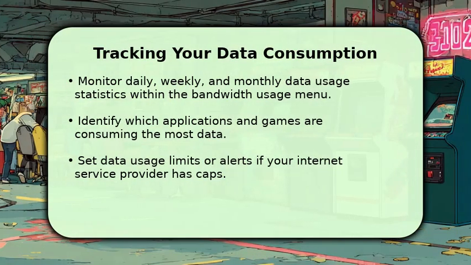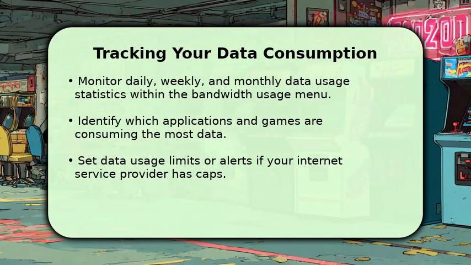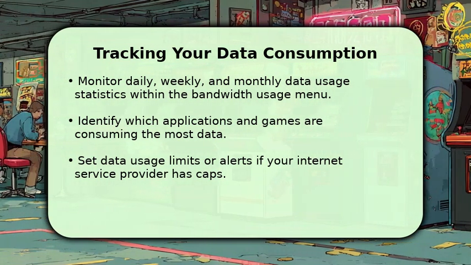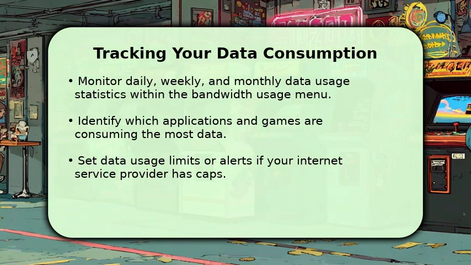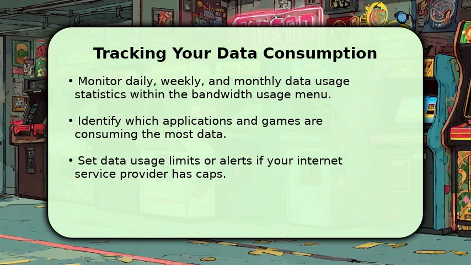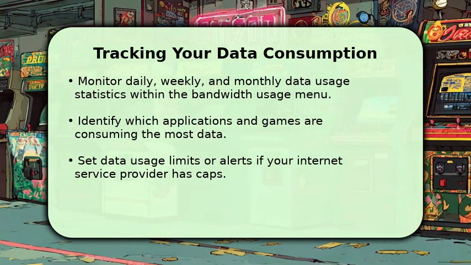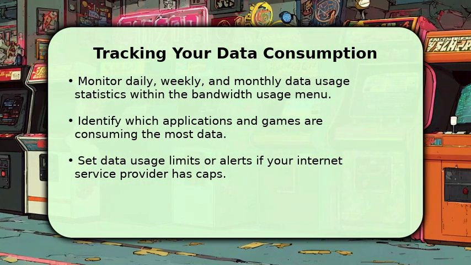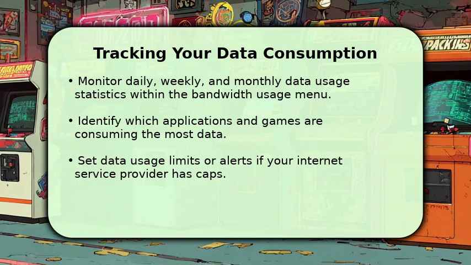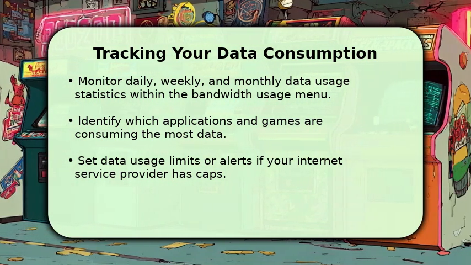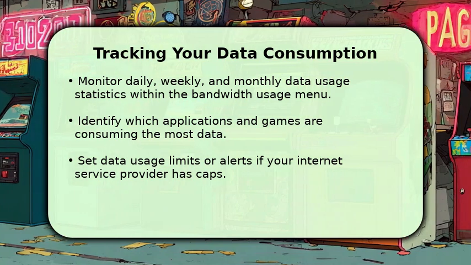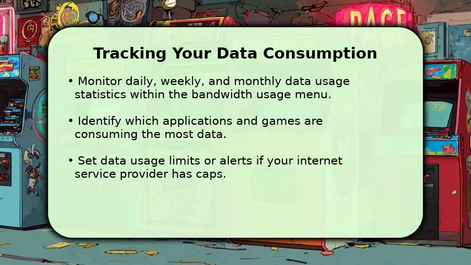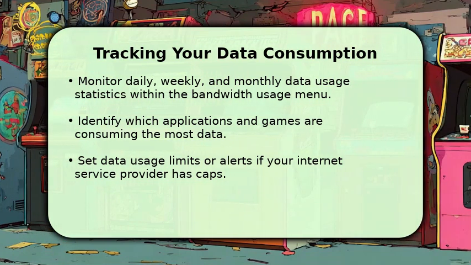Once you're in the Bandwidth Usage menu, you'll find detailed statistics on your data consumption. You can track your usage over various periods, such as daily, weekly, or even monthly. This allows you to pinpoint exactly which games or apps are the biggest data hogs. For instance, a large game update might consume several gigabytes. If your internet plan has a data cap, keeping a close eye on these figures can help you avoid overage charges and manage your online activities more effectively.